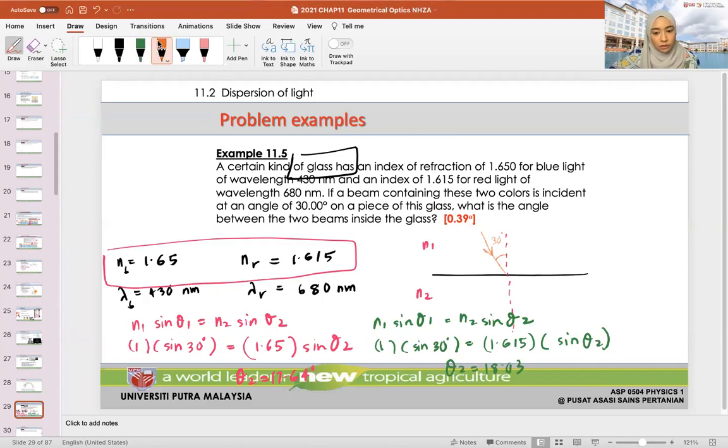So if I were to draw, this same light will be refracted differently because of the wavelength, right? When we have different wavelengths, we have different indices, therefore the speed is also different. Okay, so this is the light at 30 degrees. This guy will have an angle of 17.64, and this guy will have an angle of 18.03.